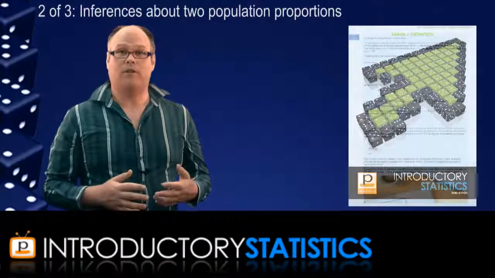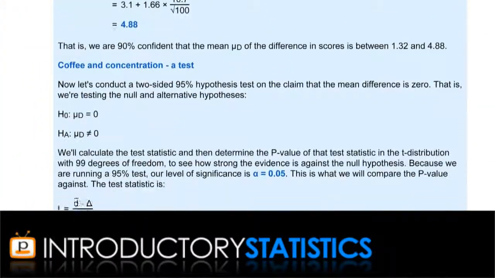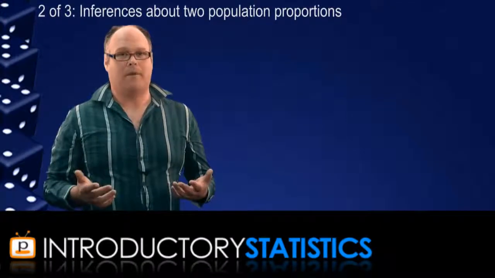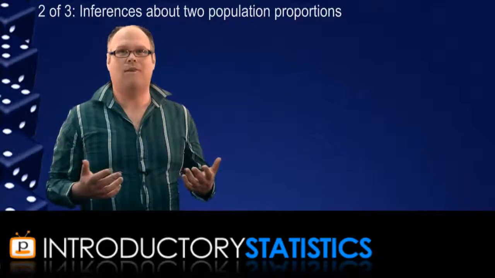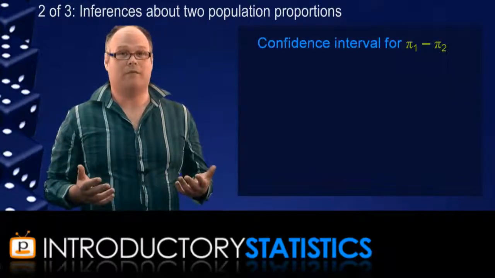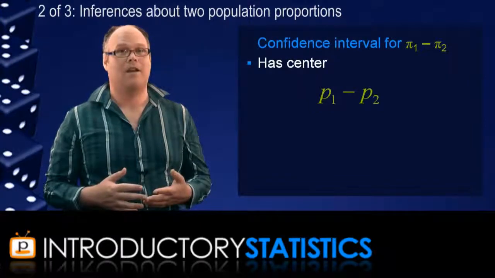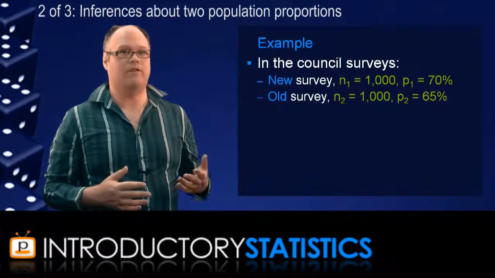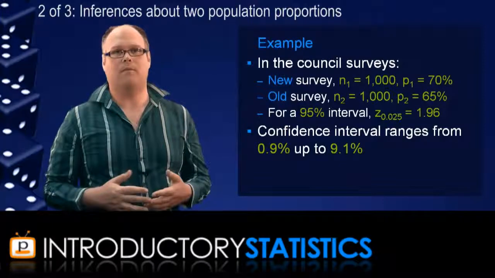In the Padisco textbook, we do have a section on comparing two means when the samples aren't independent, so go there to have a read of that. But for now, the hard work is done. Just as with one parameter, knowing about the sampling distribution actually tells you everything you need to know about any confidence interval or hypothesis test that you'd want to study. For example, we can say that the confidence interval for pi1 minus pi2 will have a centre of p1 minus p2 and a margin of error given here. Here are the numbers for the council surveys, and if we want to construct a 95% confidence interval, we can show that it's 0.9% up to 9.1%.